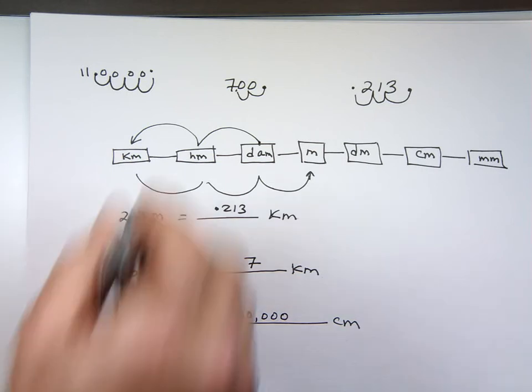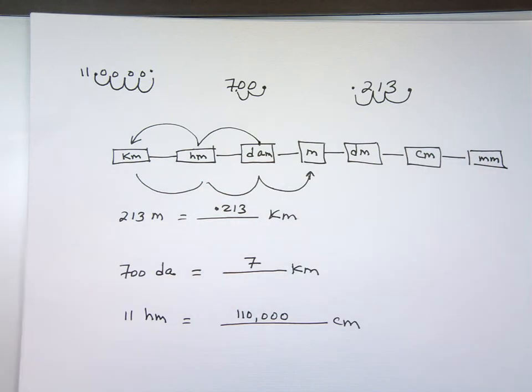You are a hectometer. You want to go to centimeters. That's what makes the metric system attractive, is that conversion. That's how easy it is, because everything is a multiple of 10.